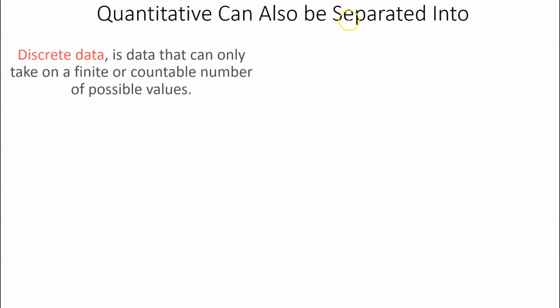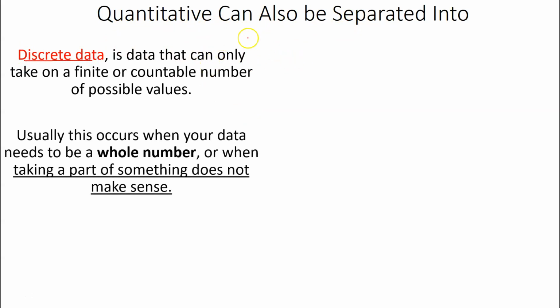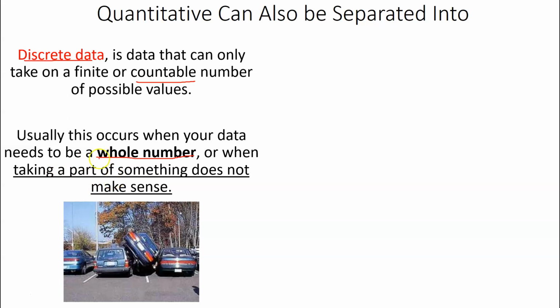Quantitative can also be separated into what's called discrete data. We'll do discrete first. It can only take on finite or countable numbers, countable being like 1, 2, 3, 4, 5, things like that. They're whole numbers. Fractions don't mean anything in this case. If we take it apart, it doesn't make a lot of sense.